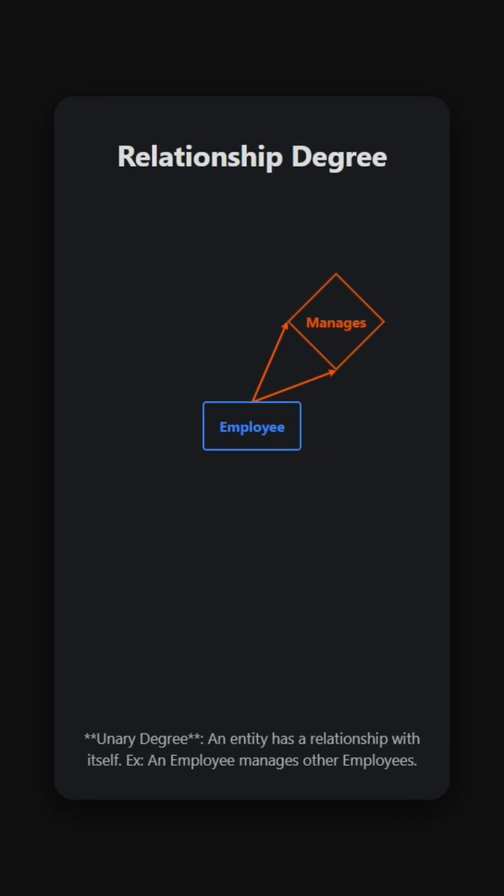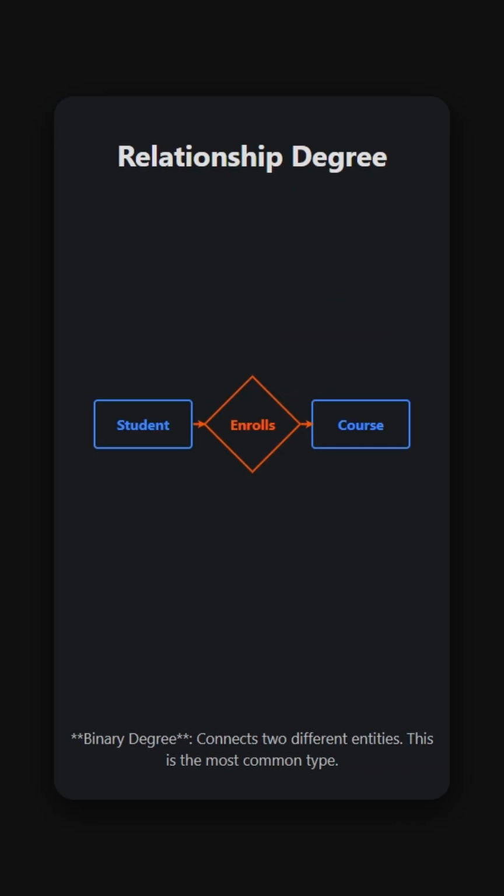Relationships have different degrees depending on how many entities they connect. A unary degree is when an entity has a relationship with itself. For example, an employee might manage other employees. Next is the most common type, the binary degree. This is a relationship that connects two different entities, like a student who enrolls in a course.